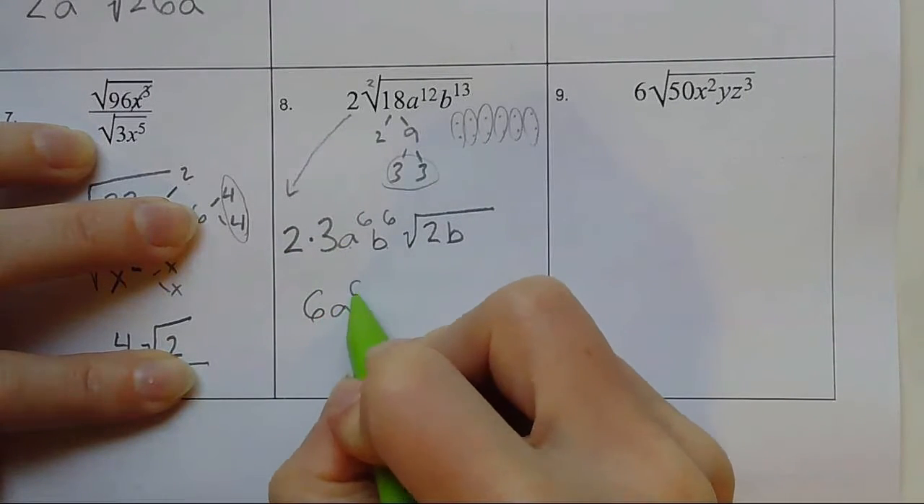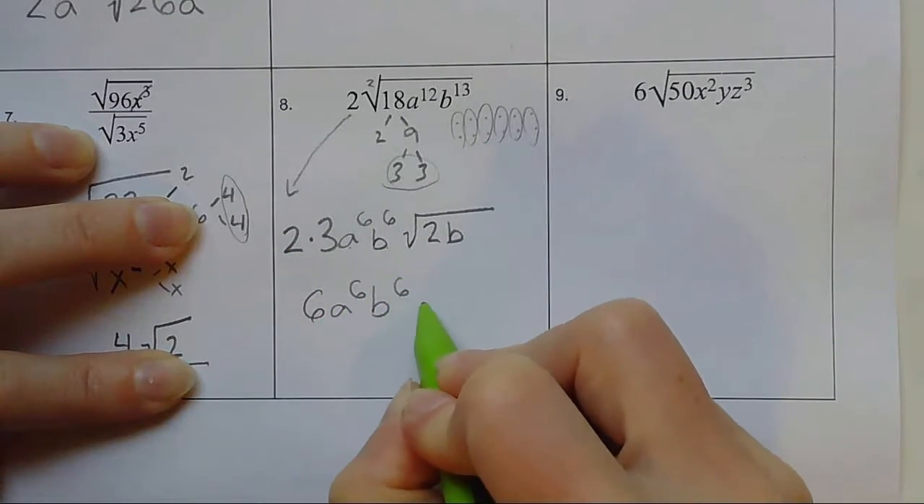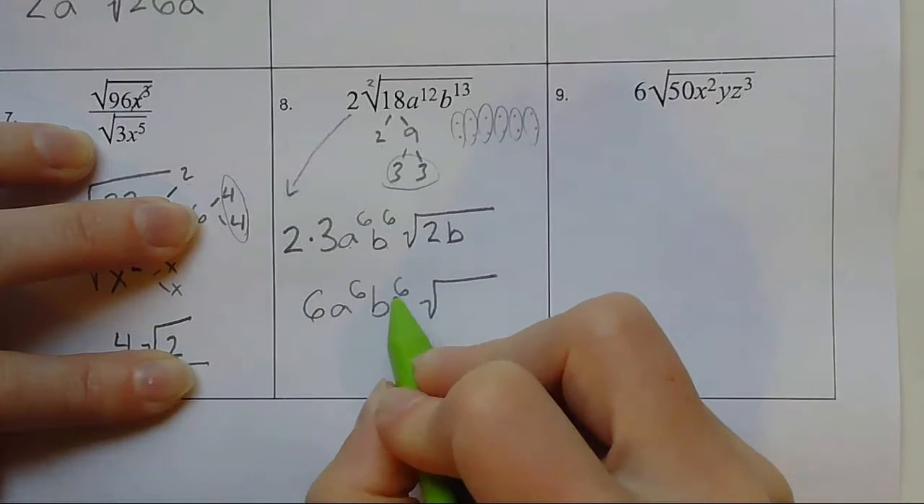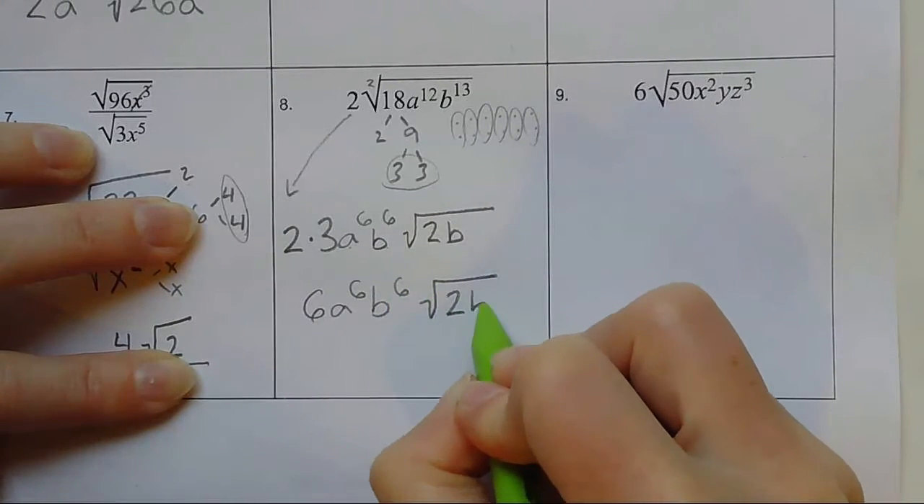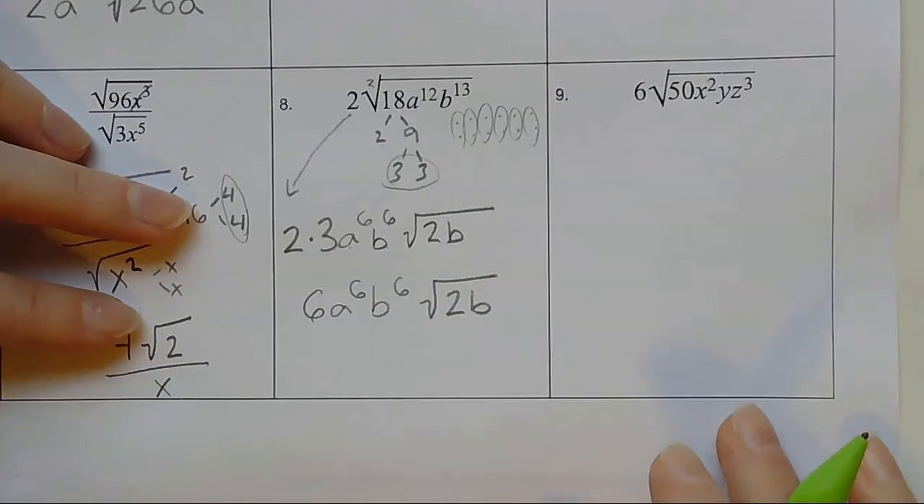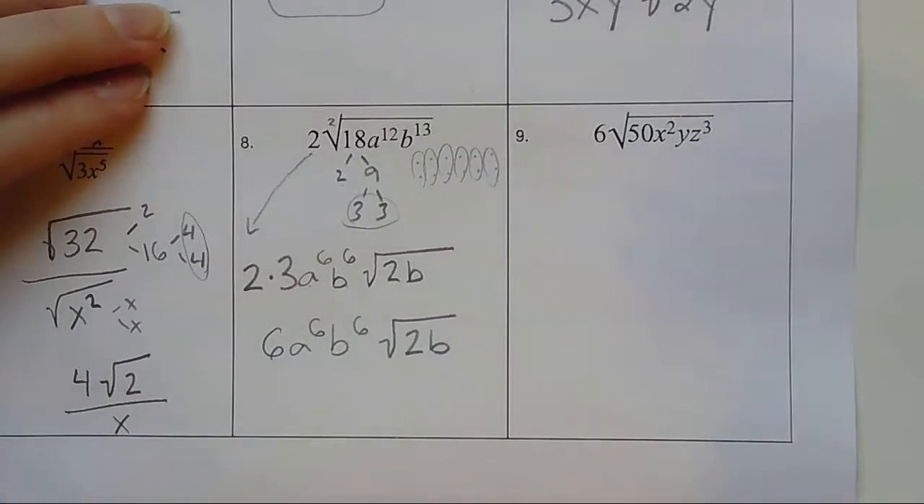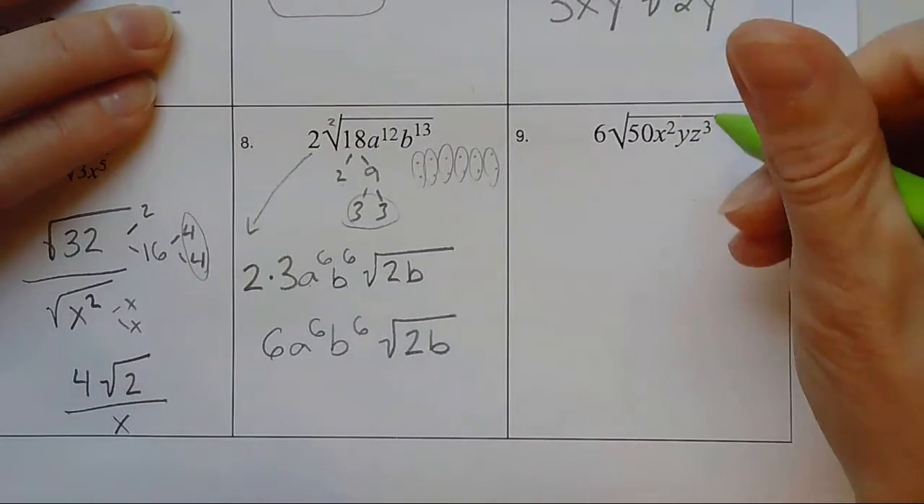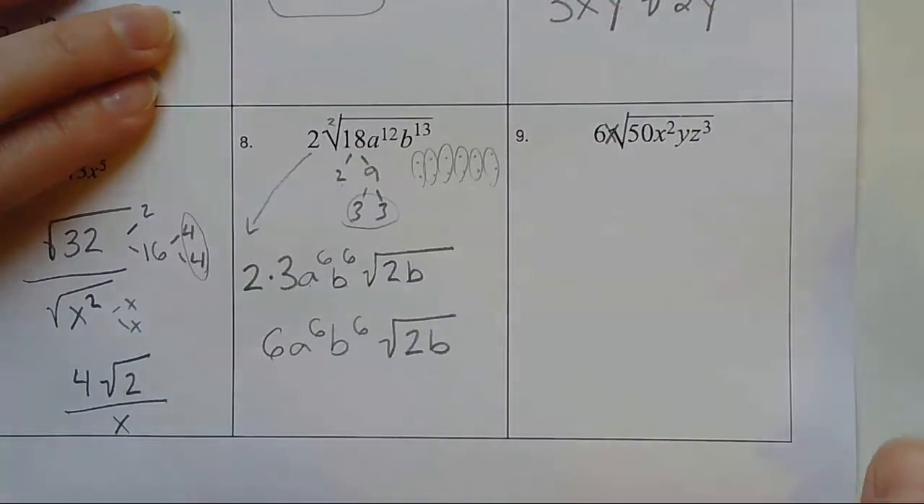So A to the 6th, B to the 6th, skip a little bit of space so that you don't accidentally make the exponent look like the index, and 2B. All right, I'm actually going to go ahead and change this problem while I'm here just because I want to make it a little more creative. I'm going to put an X on there. So this problem is now 6X, and I'll change that on your notes if you happen to print them out.